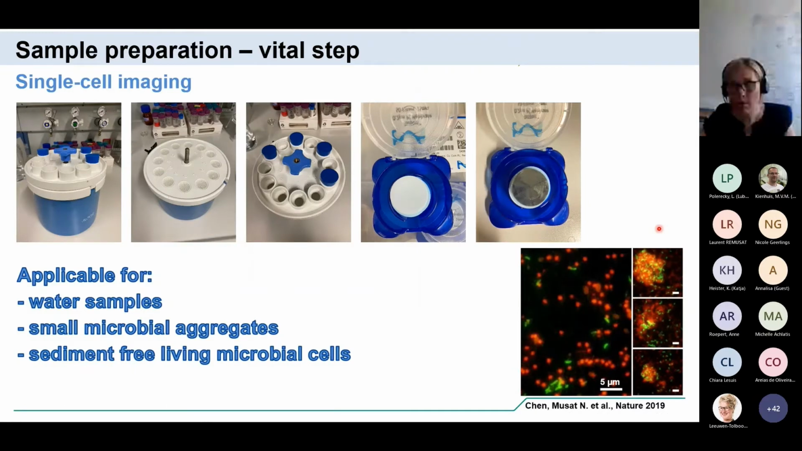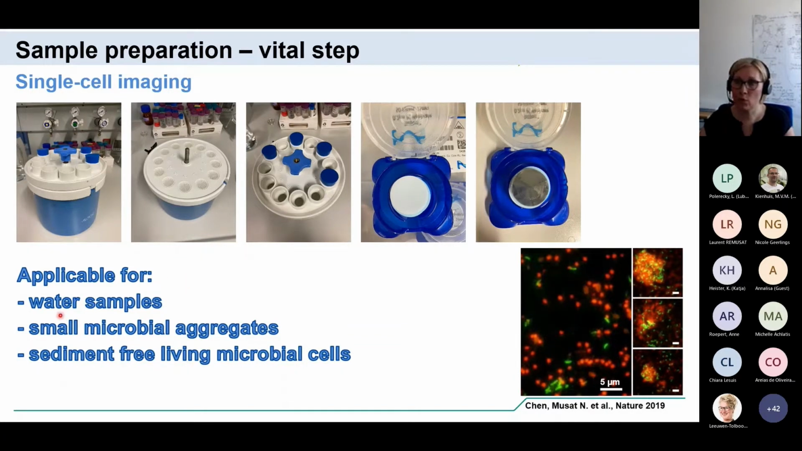I would say the vital step in all this kind of procedure is the sample preparation. And unfortunately, at this point, this cannot be systematized in a way that you can use the same sample preparation for all kinds of samples that go to NanoSIMS. I will show you here different ways that we prepare our samples before going to the NanoSIMS. So the simplest and most straightforward way is through filtration and concentration of cells on polycarbonate filters, which are coated with a conductive layer.